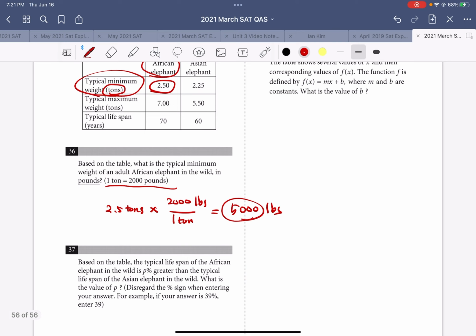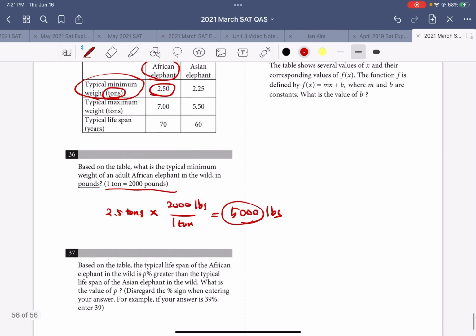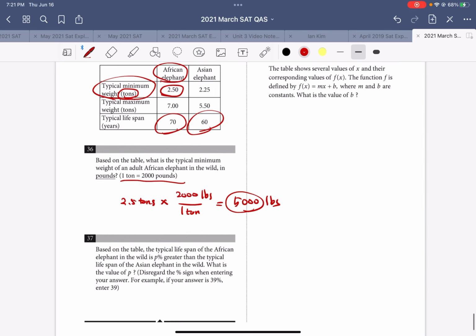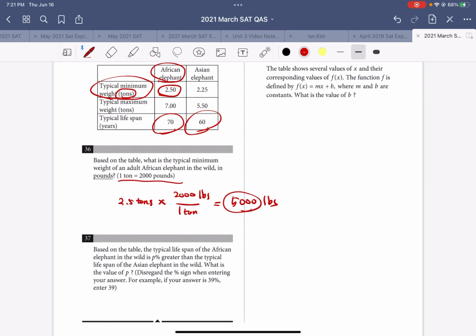Number 37. Based on the table, the typical lifespan of an African elephant in the wild is here. That is P percent greater than the typical lifespan of an Asian elephant in the wild, which is this. So what is the value of P? So 70 is how much percent greater than 60. Percent greater means there is a difference. So 70 minus 60, out of the Asian elephants' 60, times 100 to make it a percent.